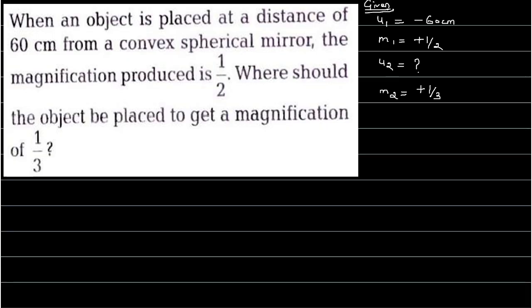Now we know that for case 1, m1 would be equal to minus v1 upon u1. So v1 would be equal to minus m1 u1, right? m1 is 1 by 2 and u1 is minus 60. So v1 comes out to be 30 centimeter. Now in the first case, we know u, we know v, we can find out f. We can use that f in the second case and then find u2, right? Now I have given you enough hint.